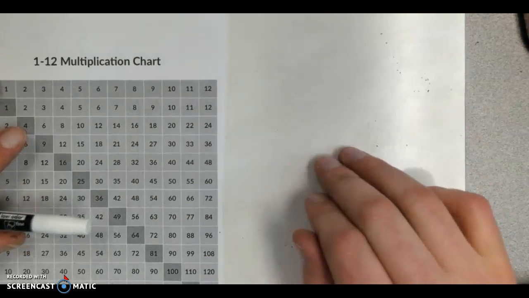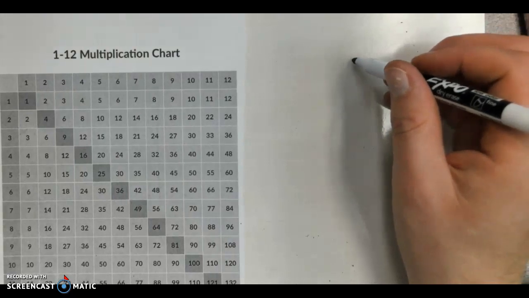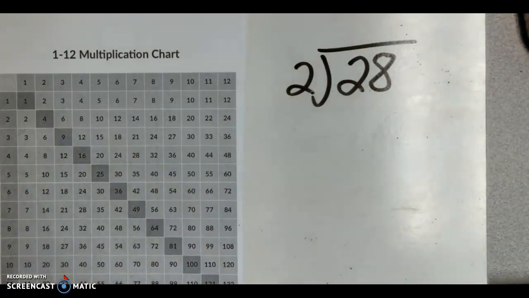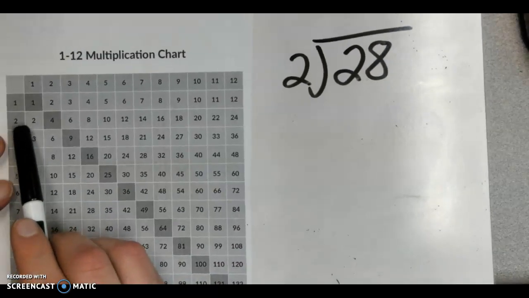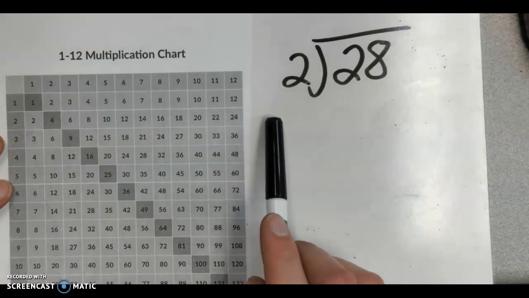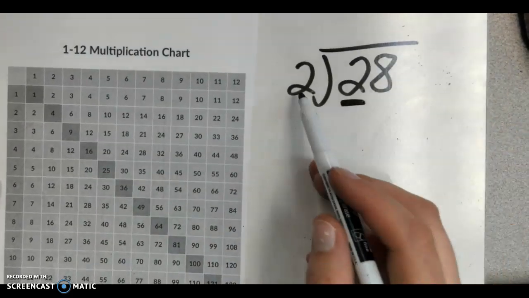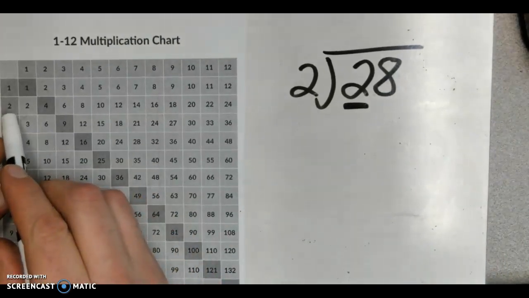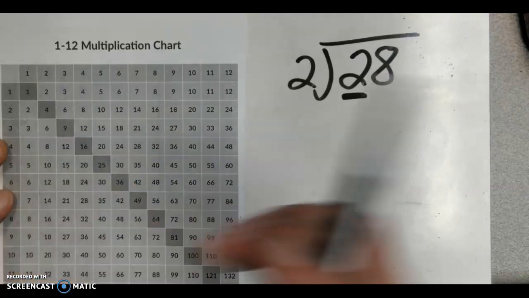Okay, let's talk about one that's not so nice. What if I have a problem like 28 divided by 2? So for this one, I can look at my 2 and I can go and it won't show me 28. Okay? So I'll have to think. Let's start small. Let's look at the tens place right here. Can 2 go into 2? That's my question. So I'm going to go right here, 2, and I'm going to look for this first number, 2. It's right there. How many times is that? Just 1 time.